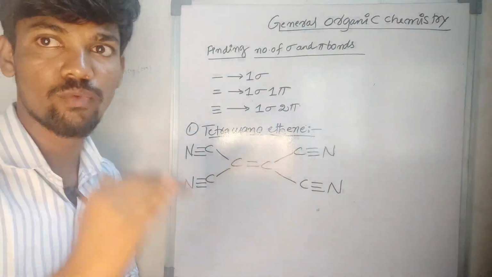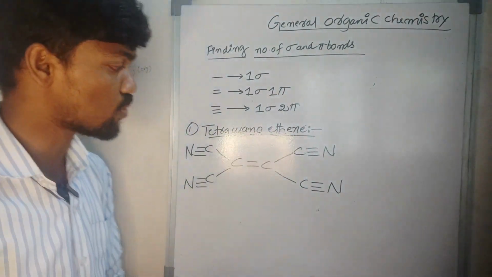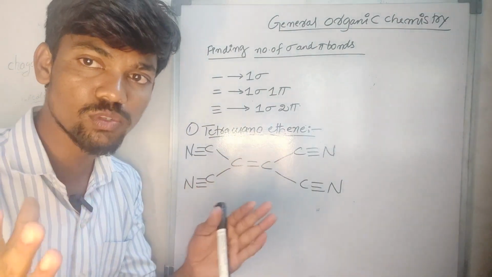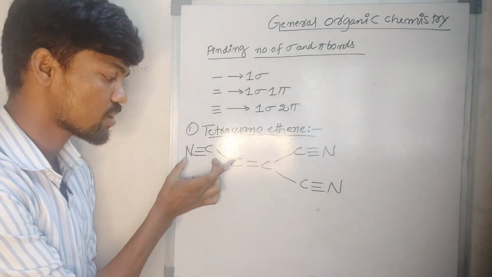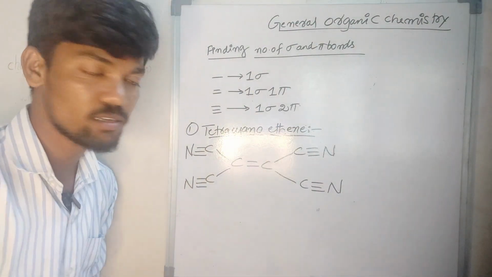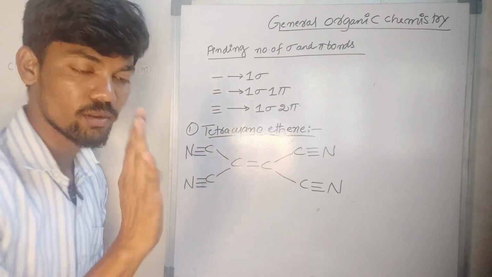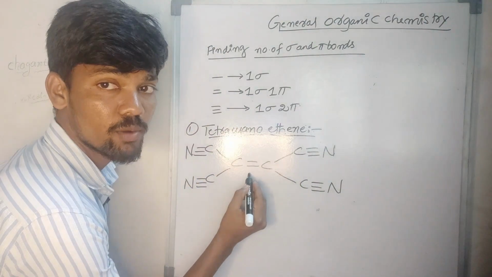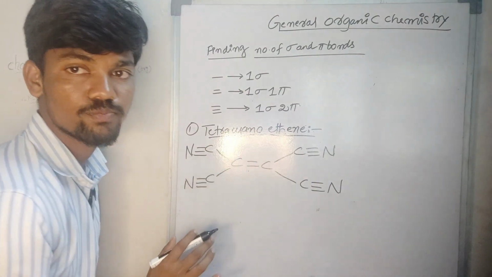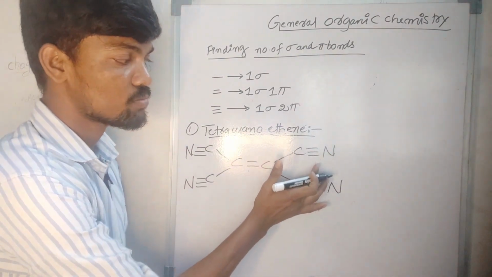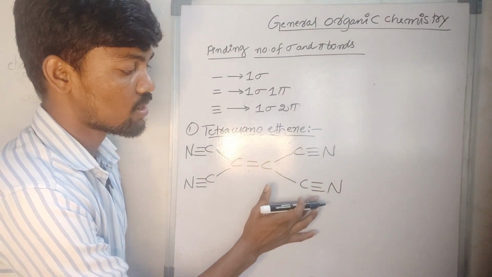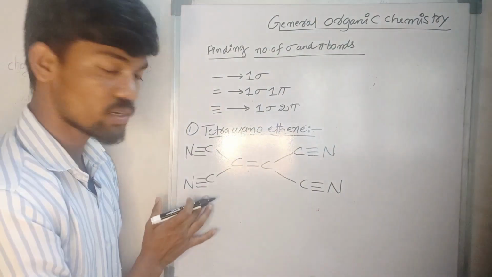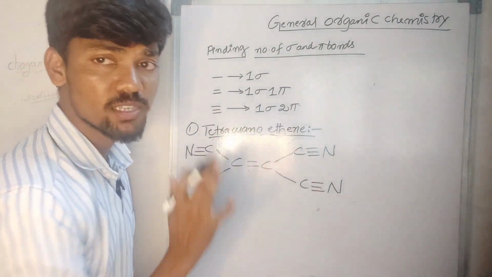Now listen, let's go for one molecule. We take one example molecule. This is tetracyanoethene. Tetra means four cyanogens will be there, two on each side of the ethene, and ethene has a double bond. So we have to calculate here. Now tell me, how many pi bonds will be there? Here, one sigma, one pi bond. Each cyano group has one sigma, two pi bonds.